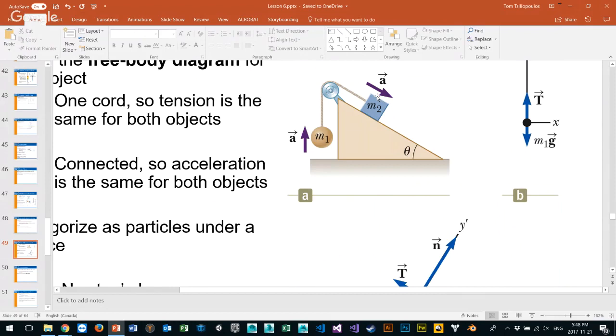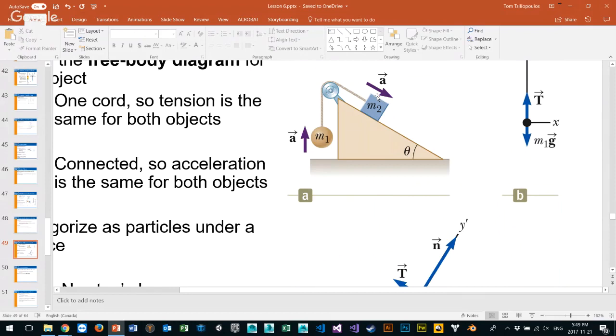And you can see from the way diagram A is drawn that you have an arrow going up, which means there's a positive acceleration, which means it's countermanding the negative acceleration due to gravity. It's greater than that, right? Because it's moving up. And that means mass 2 must be big enough to pull mass 1 and countermand the effect of gravity on mass 1.